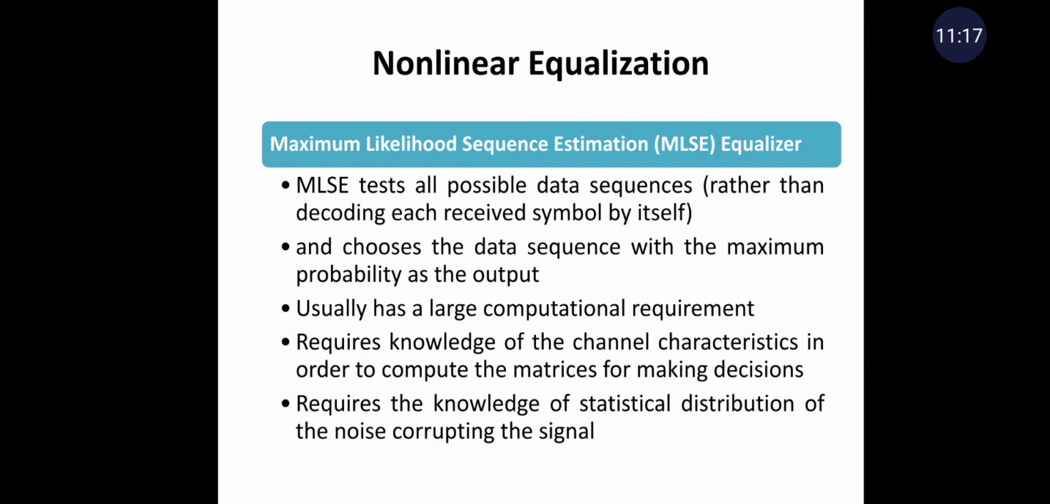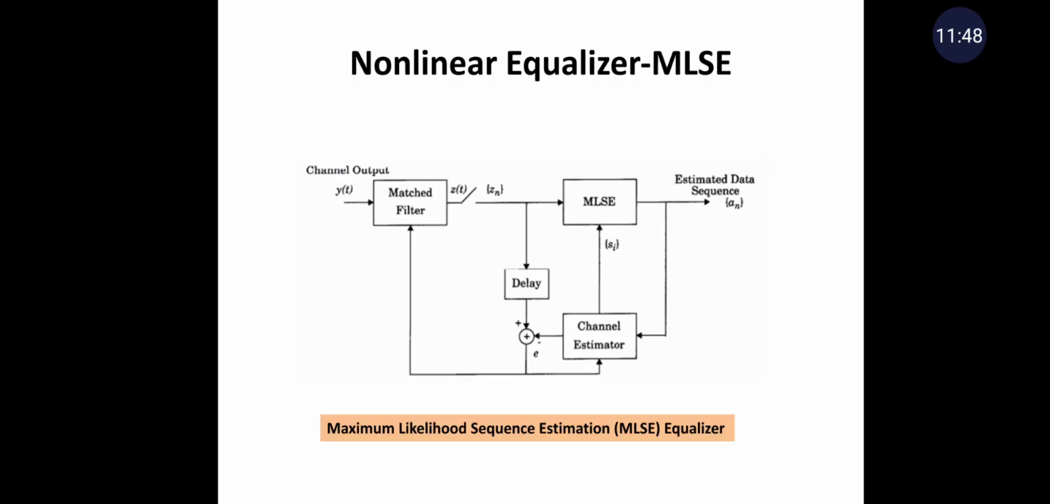Next we have the maximum likelihood sequence estimation equalizer, MLSE. MLSE tests all possible data sequences rather than decoding each received symbol by itself, and chooses the data sequence with the maximum probability as the output. It usually has a large computational requirement. It requires knowledge of the channel characteristics in order to compute the metrics for making decisions. It requires knowledge of the statistical distribution of the noise corrupting the signal. So this is the structure of the maximum likelihood sequence estimation, or MLSE, equalizer.